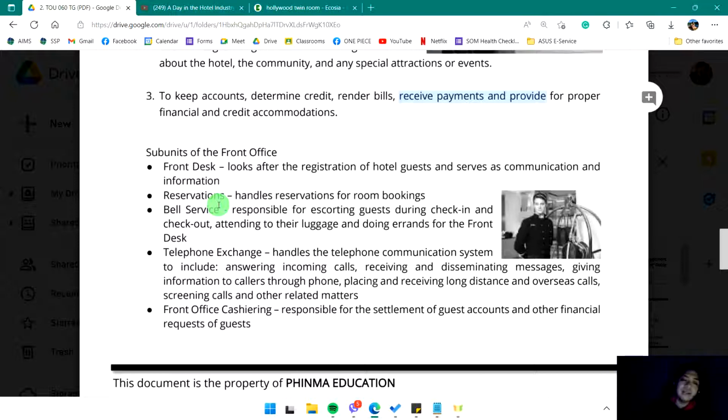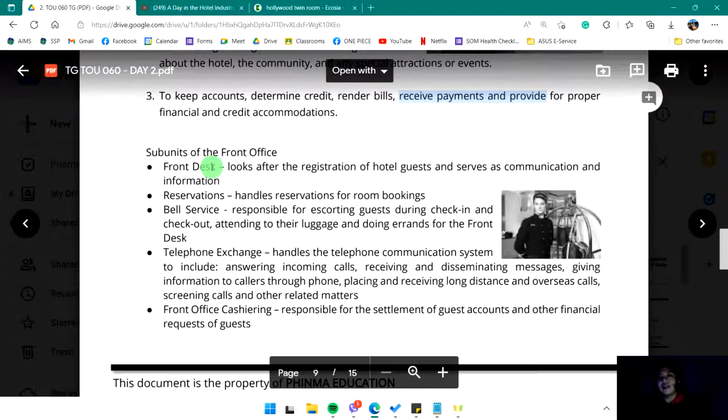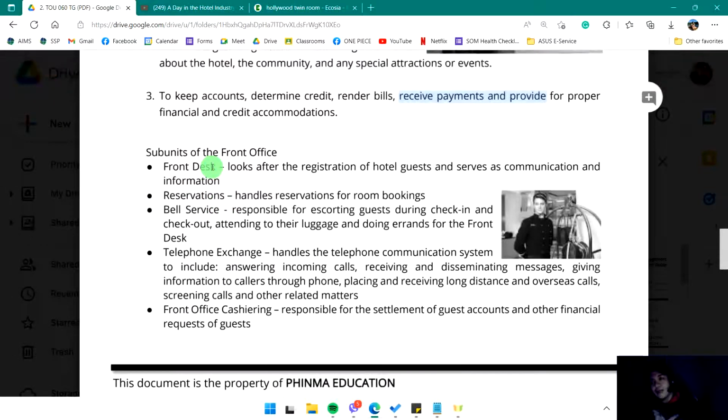So we have here the front desk. Ito nga sila yun, makikita niyo doon sa harap ng ating mga loob ng lobby ng hotel natin na nasa likod usually ng isang malaking table, nakaupo or nakatayo, may computer sa harap. Sila po yung sa front desk natin. Reservations naman usually can be found at the back of the area. Nasa likod sila ng field usually. Sila yung sumasagot sa mga calls.